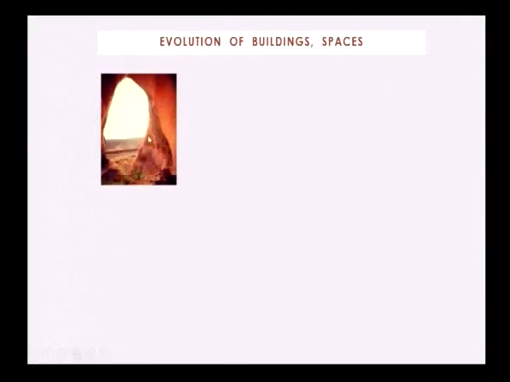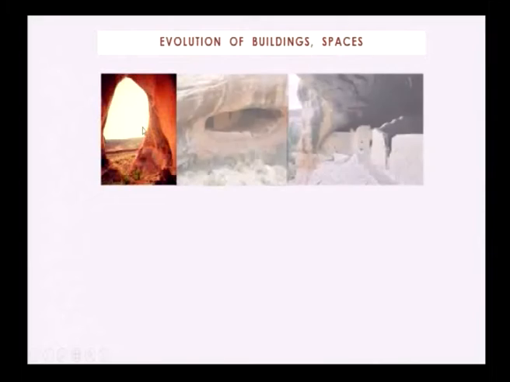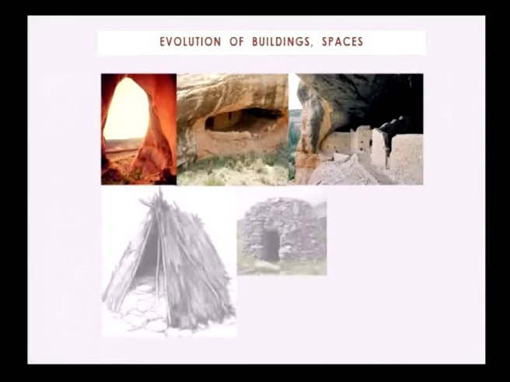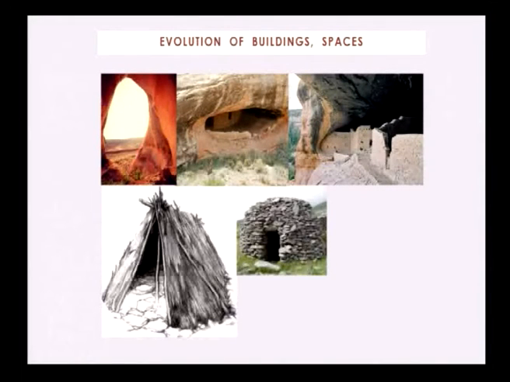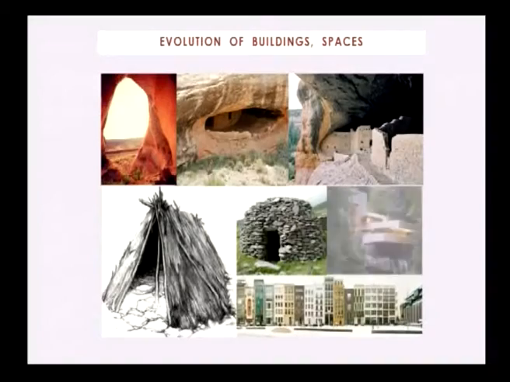Evolution of buildings and spaces. Early human beings resided in natural caves, then came man-made structures inside caves. Human beings residing in plains made structures out of trees and rocks, and now we have the more recent structures for residences like apartments and individual houses. This was an example of the evolution of residential buildings.